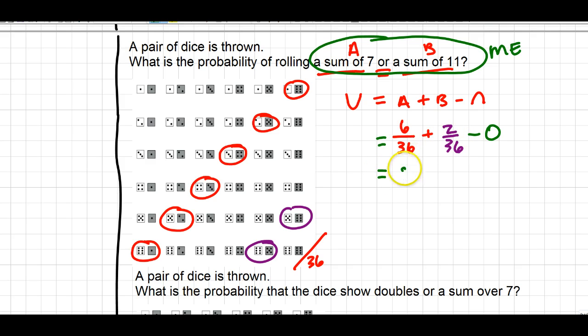So 6 plus 2 there is going to be the 8 out of the 36, and then we simply reduce that fraction to lowest terms. So we can divide everything by a 4 here. 8 divided by 4 is 2. 36 divided by 4 is 9.